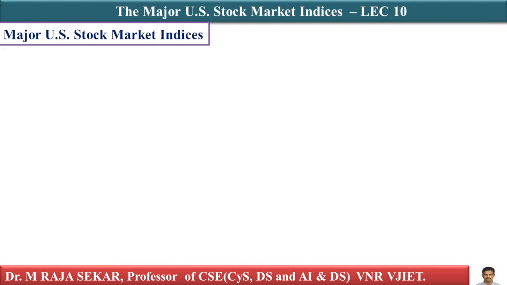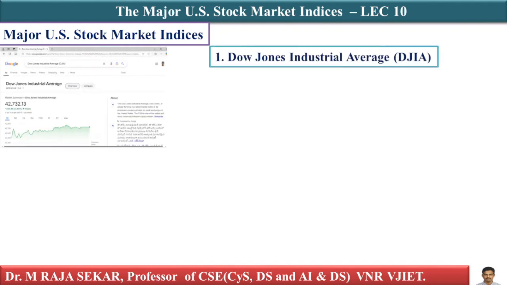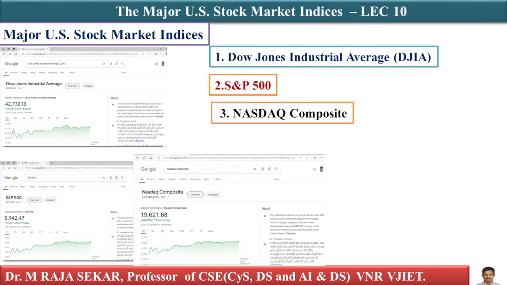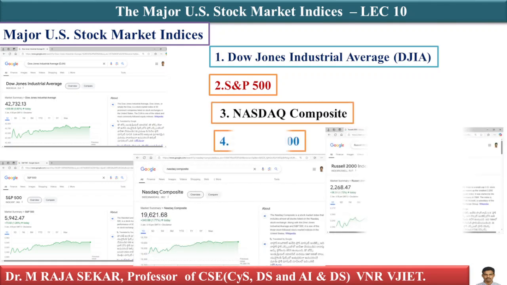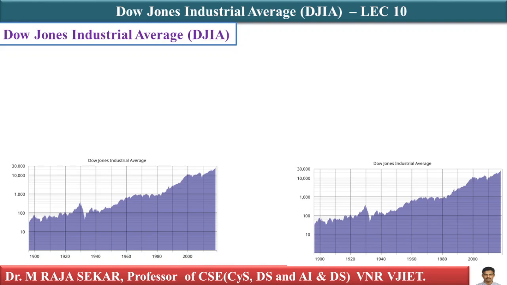What are the major US stock market indices? First one is Dow Jones Industrial Average, DJIA. Second one is S&P 500. Third one is NASDAQ Composite, and fourth one is Russell 2000. We will try to understand these indices one by one. First one is Dow Jones Industrial Average, that is DJIA.